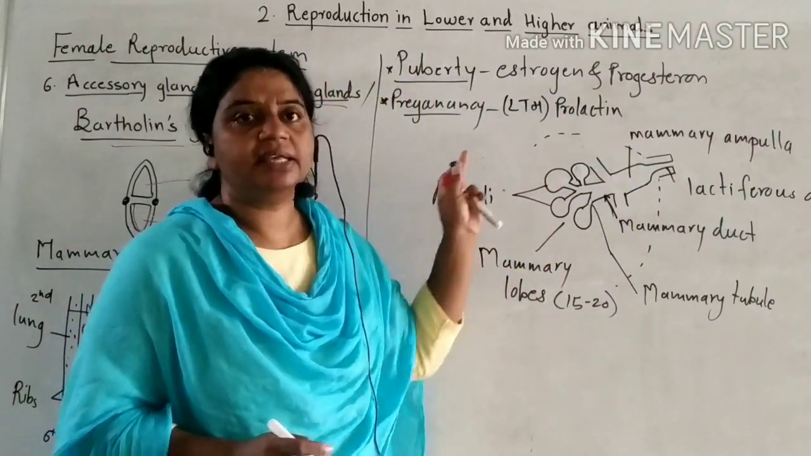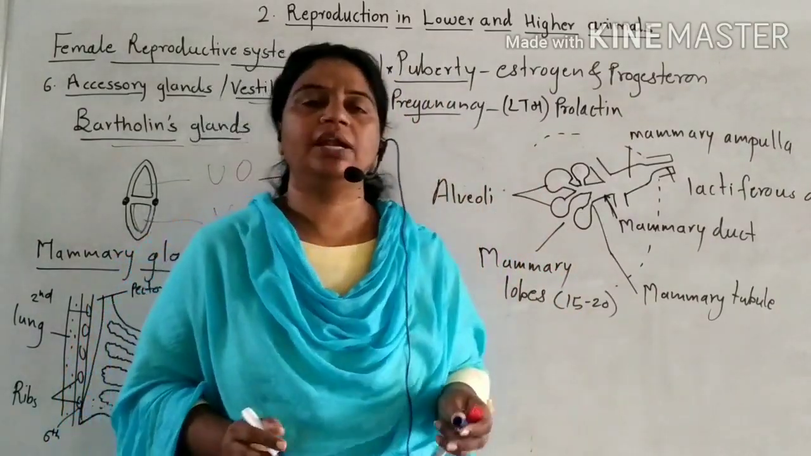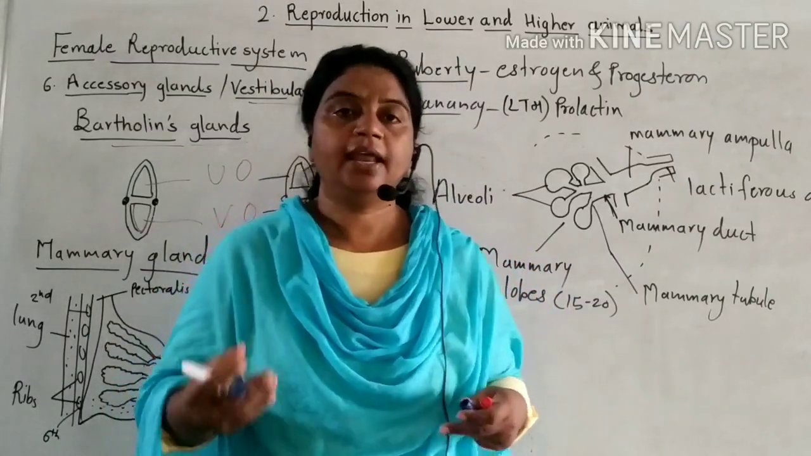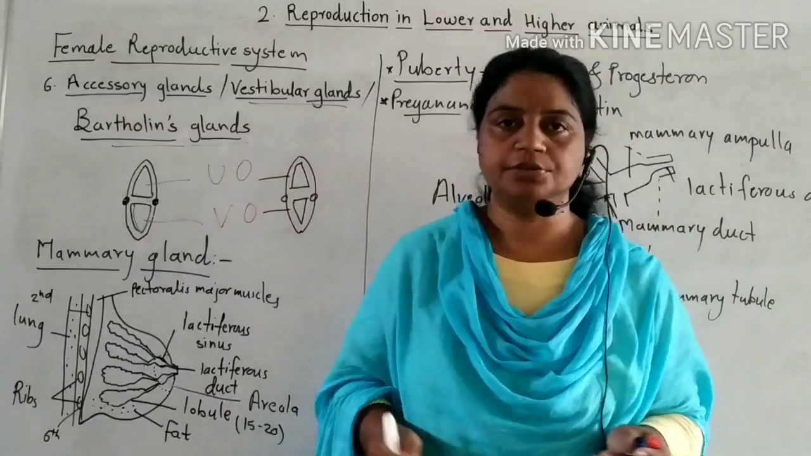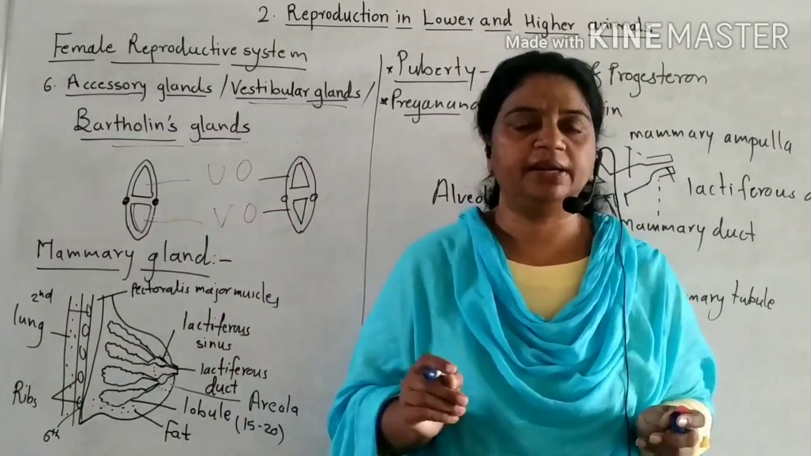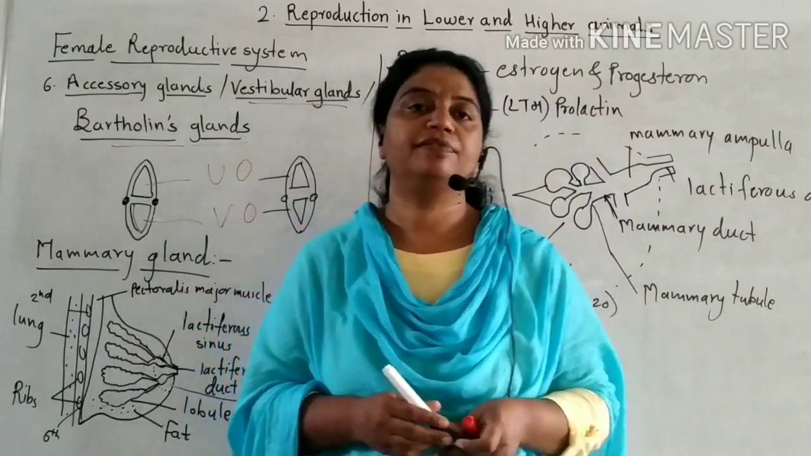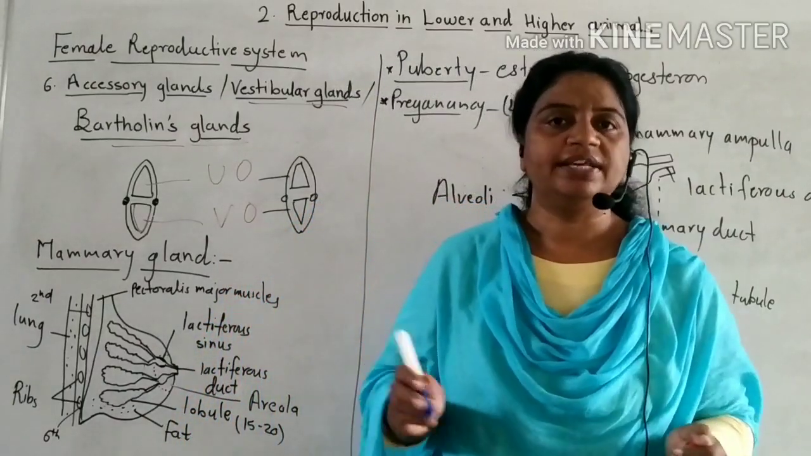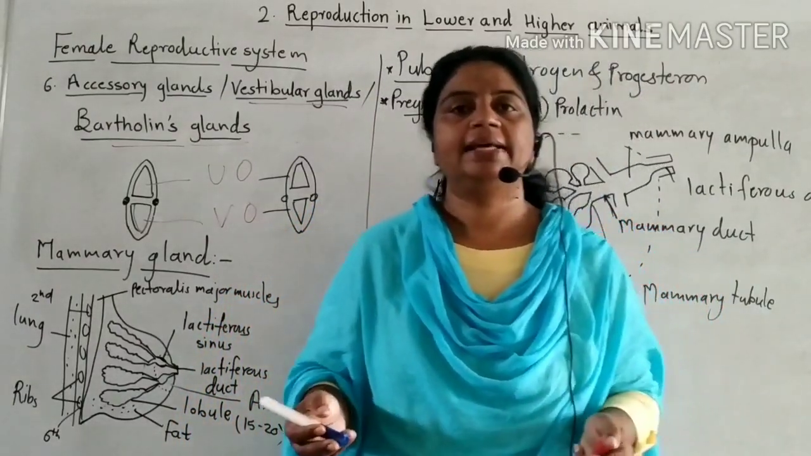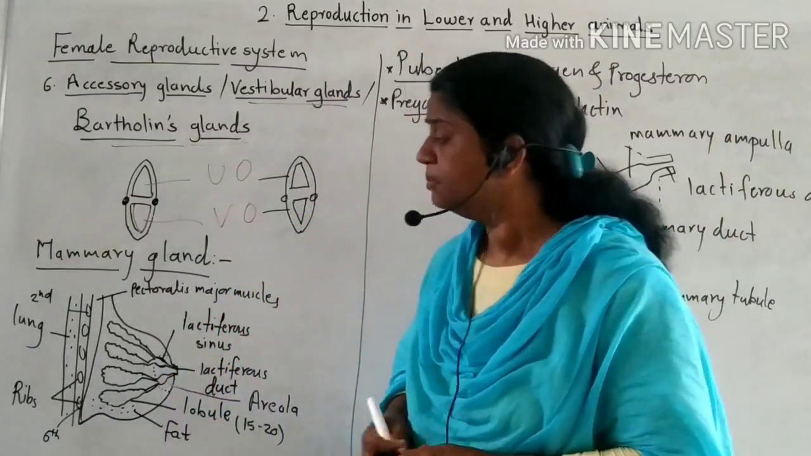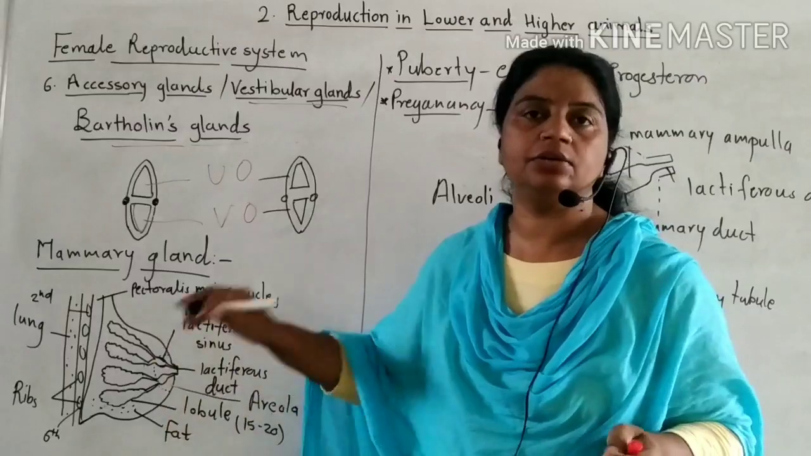Then during pregnancy, there is another hormone called prolactin or lactotropic hormone, which influences the growth of lactiferous tubules in the mammary gland during pregnancy. As well as there is another hormone secreted from the pituitary gland called oxytocin, which is called the milk ejecting hormone. It helps for ejection of milk. This means a number of hormones act on the mammary gland.